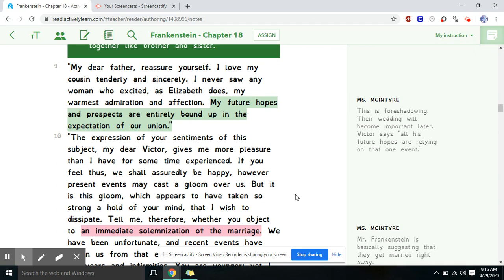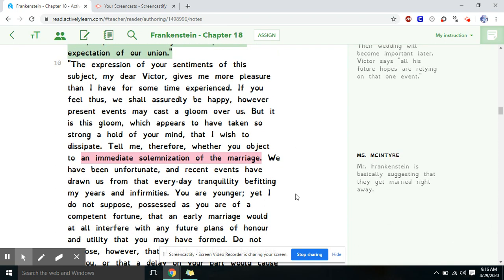The expression of your sentiments on this subject, my dear Victor, gives me more pleasure than I have for some time experienced. If you feel thus, we shall assuredly be happy. However, present events may cast a gloom over us, but it is this gloom which appears to have taken so strong a hold of your mind that I wish to dissipate. Tell me, therefore, whether you object to an immediate solemnization of the marriage.